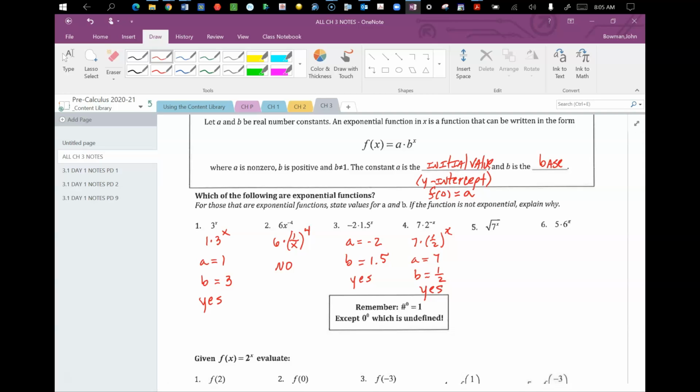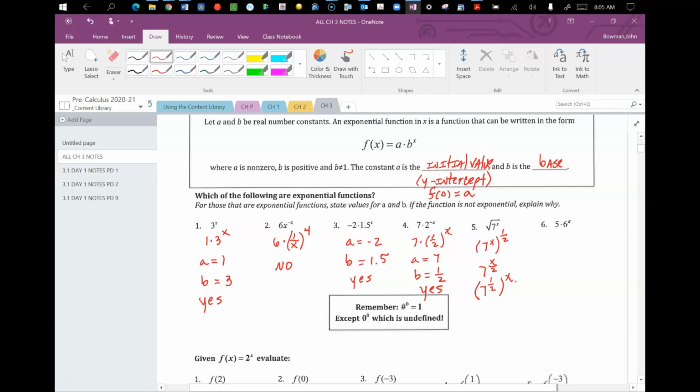Number 5, really tricky. We've got to figure out if we can write this in the a times b to the x form. Well, the square root of 7 to the x is the same thing as 7 to the x raised to the 1/2 power, which can now be written as 7 to the x over 2, because when you raise a power to a power, you multiply the exponents, which could then be written as 7 to the 1/2 raised to the x power.